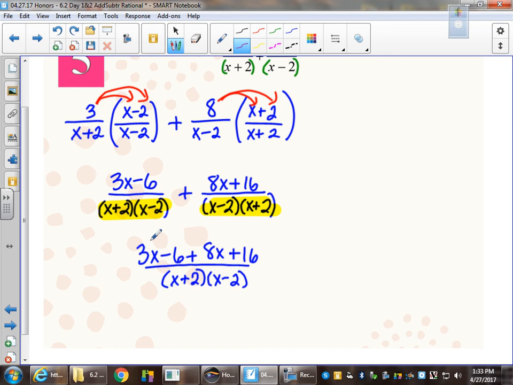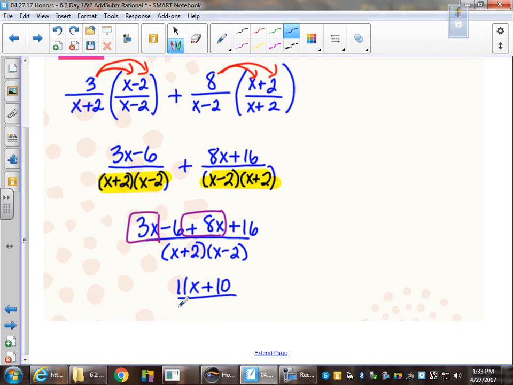Let's combine like terms. We've got 3x plus 8x. That gets us 11x. Negative 6 plus 16 is plus 10. And then x plus 2 times x minus 2 is in the denominator. There is no GCF with 11 and 10. It's as far as I can go. I'm all done.